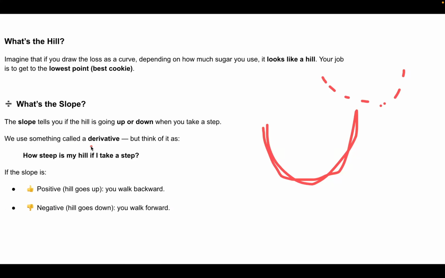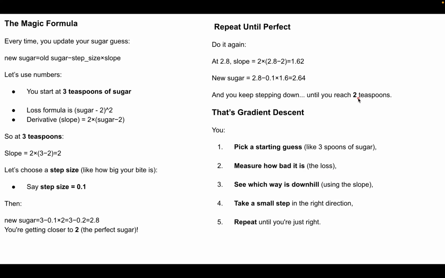So use something called the derivative. But think of it as: how steep is my hill if I take a step? If the step is positive, then the hill goes up, and then you walk backward, so you get close to what you're looking for. If the step is negative, the hill goes down, right? Then you need to walk a little bit forward. And that, my beloved brethren, brings us to this math right here.